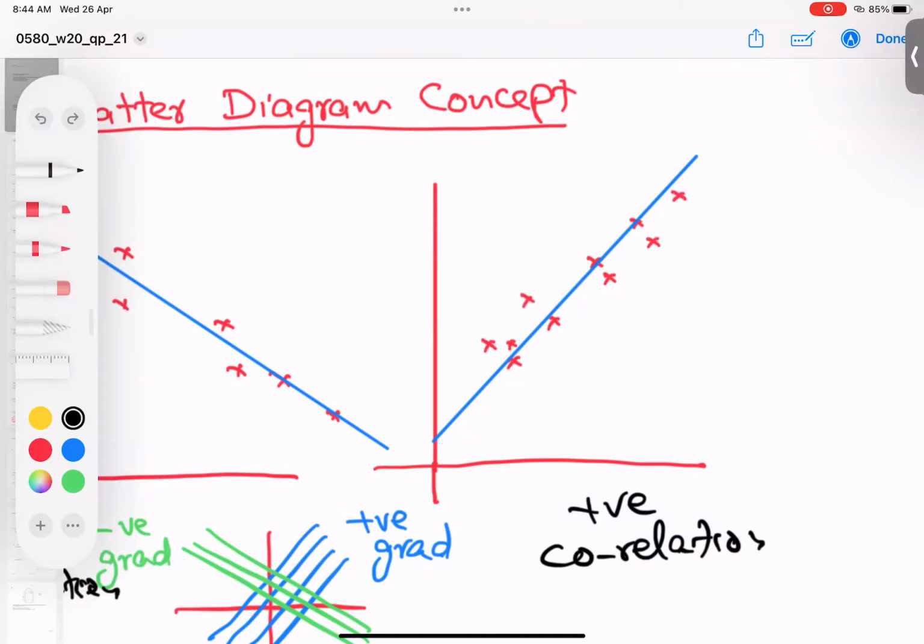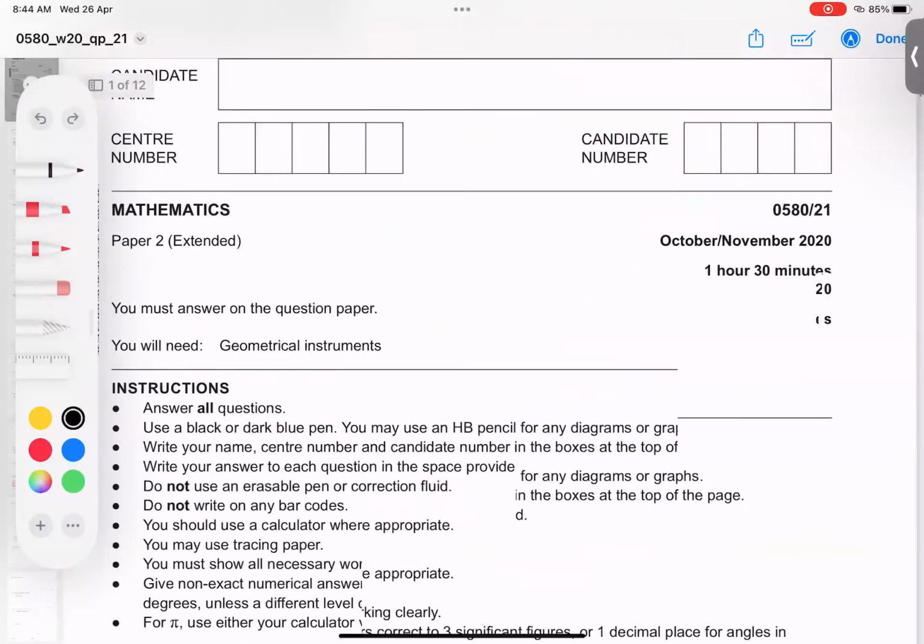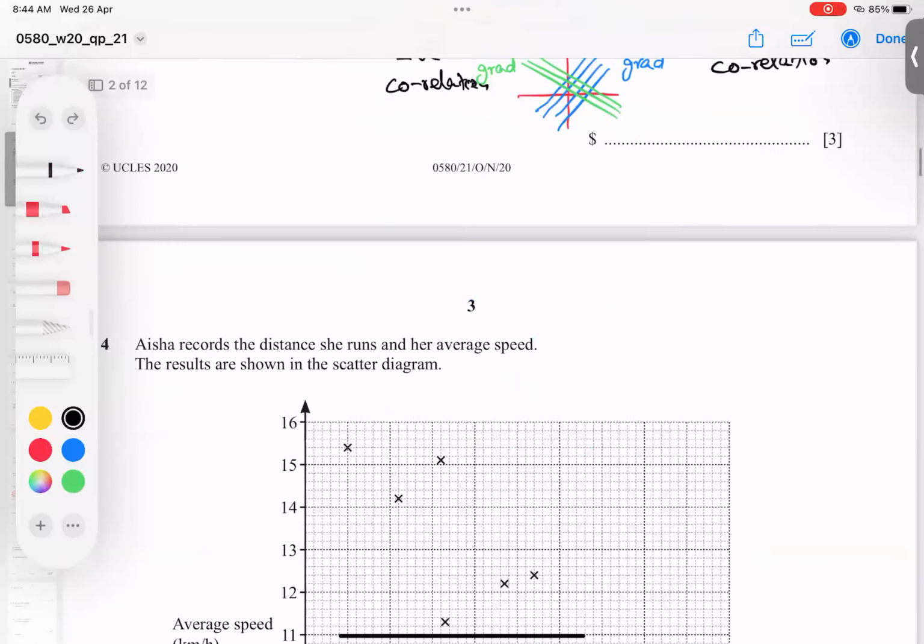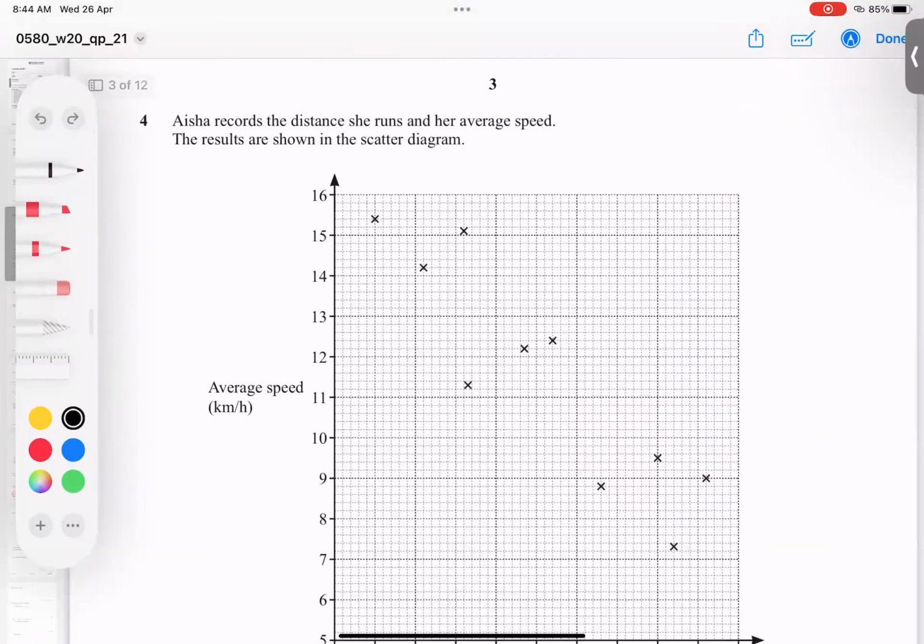I think so. Okay, point is clear. Let's go to the question now. So we have one question here which I'm discussing with you. This is the October 2021 variant, and question number 4 I want to discuss with you.